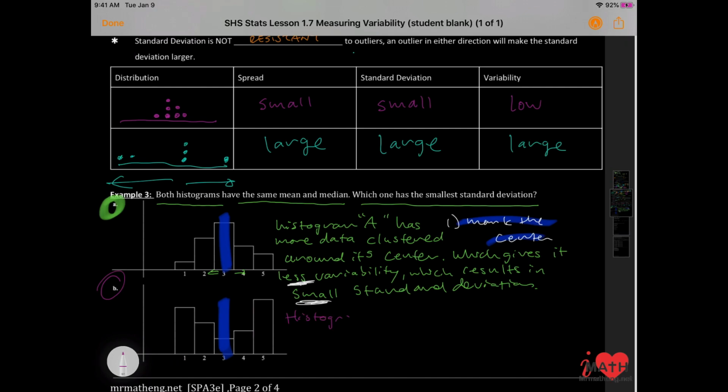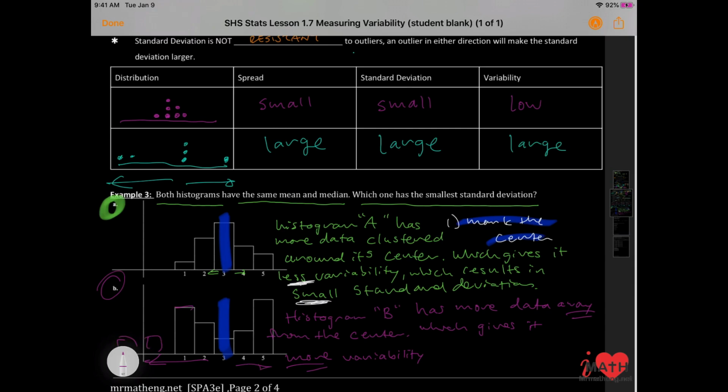Histogram B has data that's close by or far away? Has more data away from the center, which gives it what? Less or more? More variability, or more spread, right? Spread out.